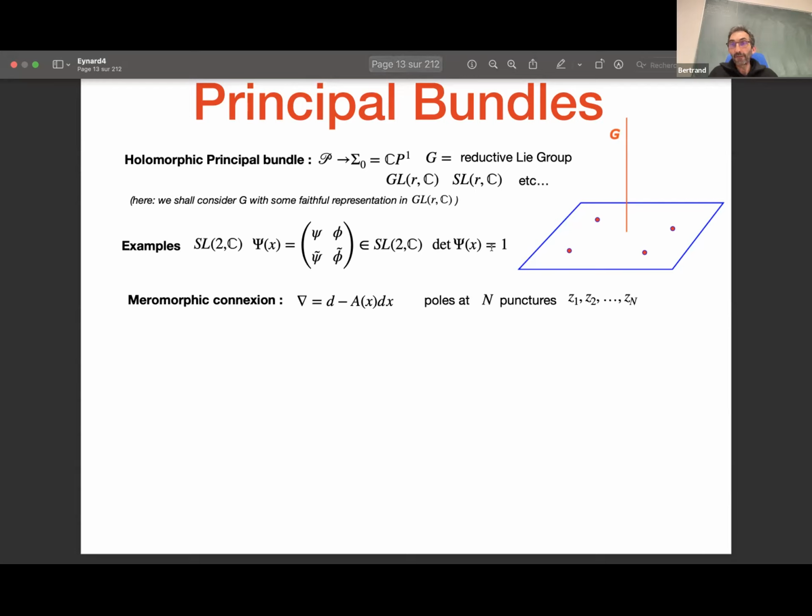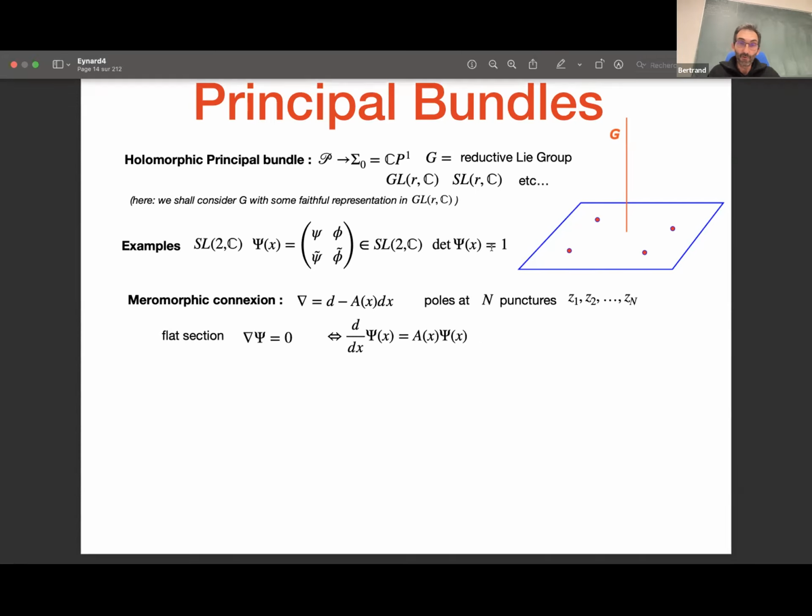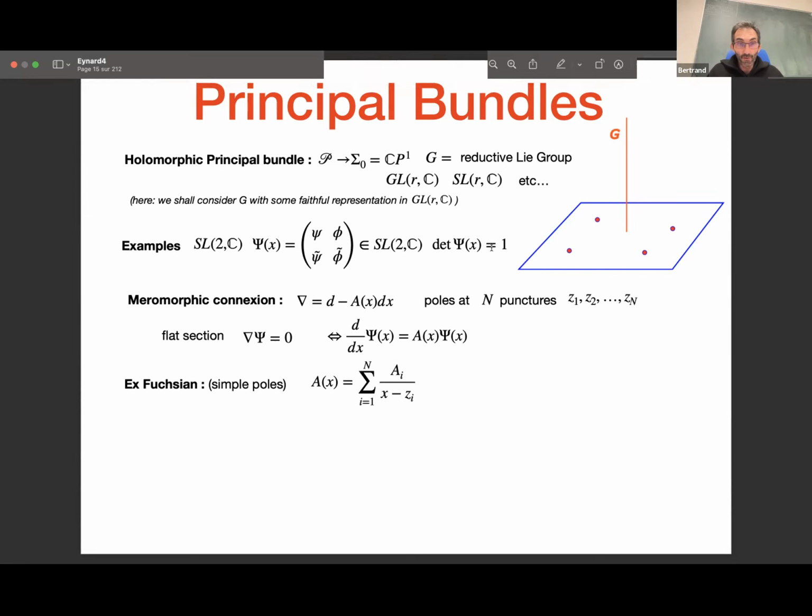Now let me consider connections on this bundle, and let's consider meromorphic connections, so connections that can have poles at punctures Z1 up to Zn. What we call a flat section is something that obeys nabla psi equals 0. In equation, it means that the derivative of psi equals A times psi. Some examples are when A has only simple poles. This is called a Fuchsian system.